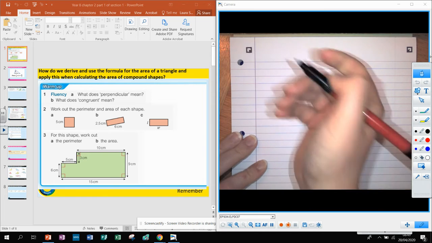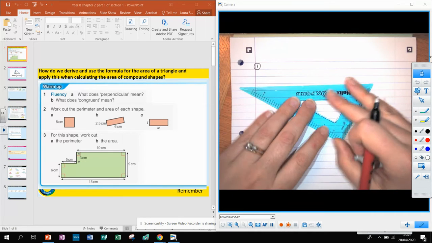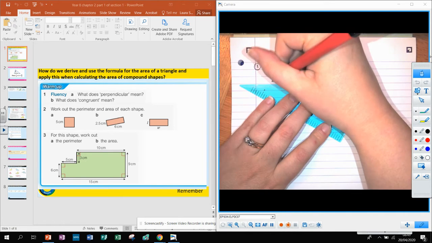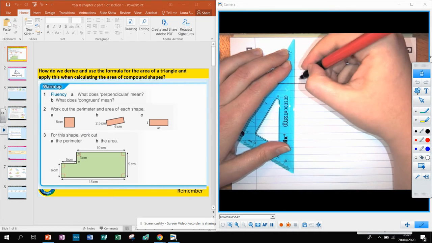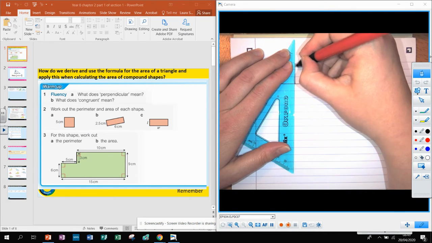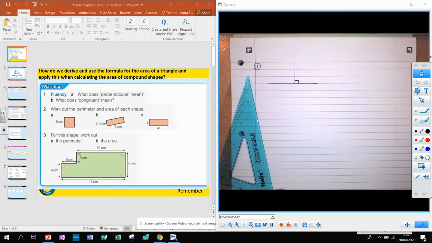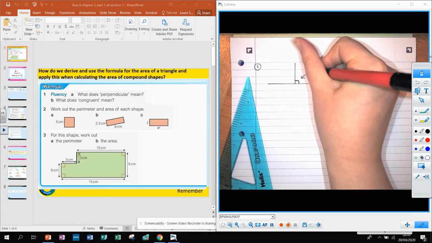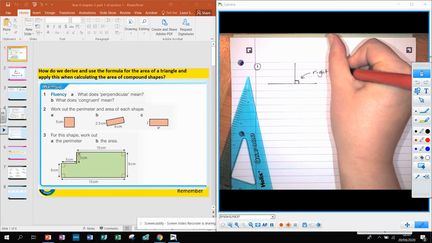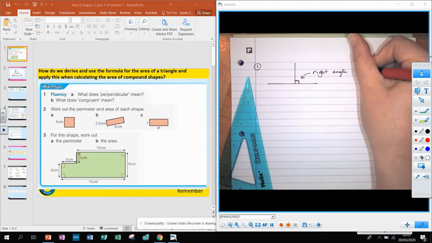So the first question said, what does perpendicular mean? Well, to help answer this, I think a diagram would be good. There's a line segment, and perpendicular actually means at a right angle to something. And we use that symbol there, that little square, to mean a right angle. And a right angle is 90 degrees.